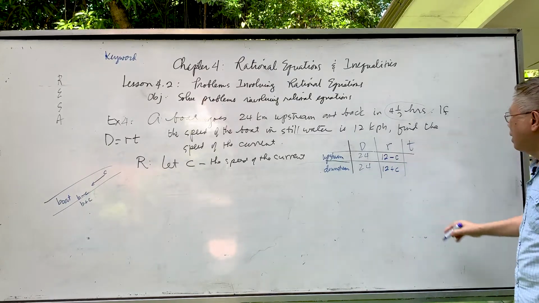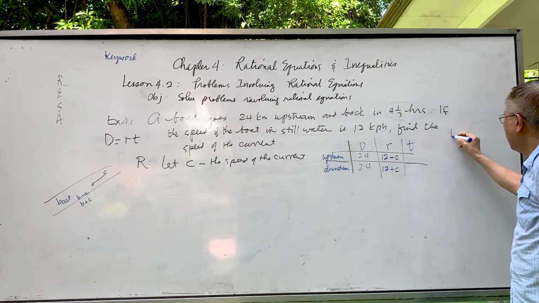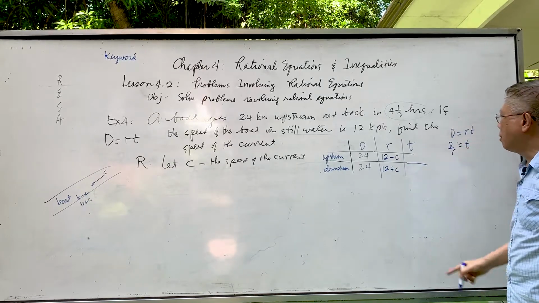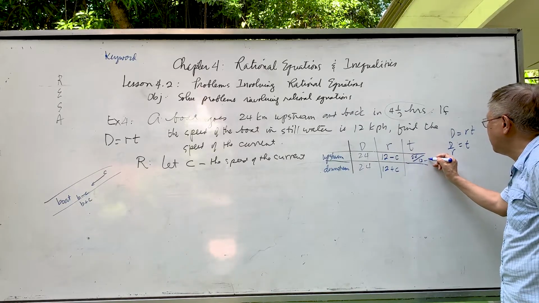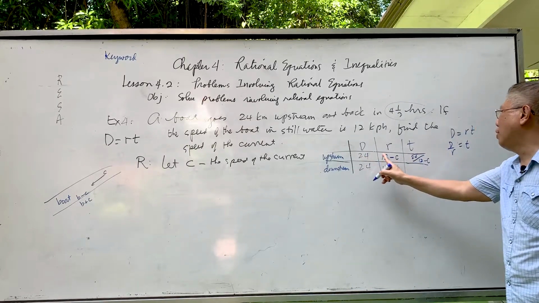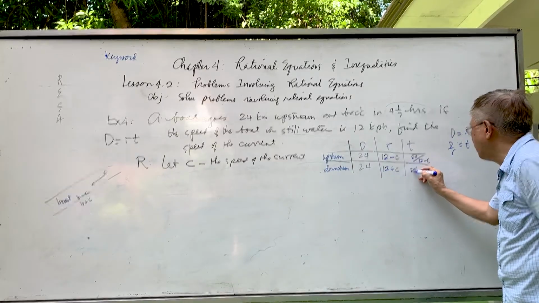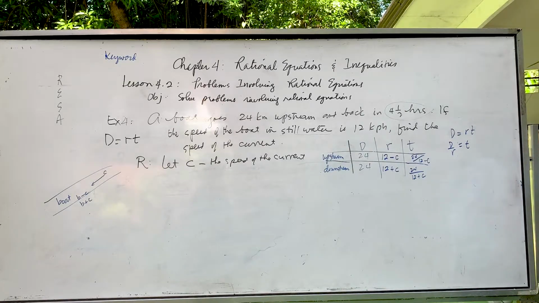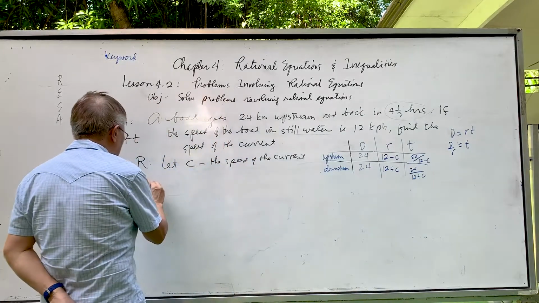Okay, now, if we express the time here, if we have d equals RT, time will be actually distance over rate. So this distance here is 24 divided by the rate, which is 12 minus C, is the time the boat takes to travel 24 kilometers upstream. And the time it goes downstream for the same distance will be 24 over 12 plus C. Therefore, this one will give us our equation.